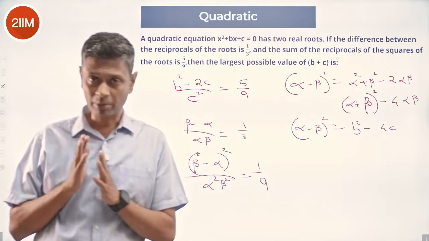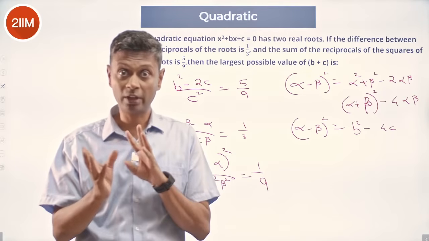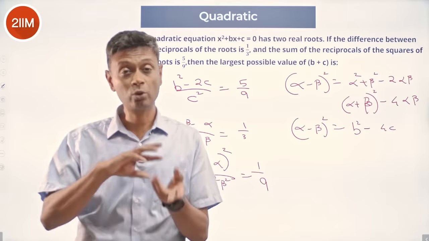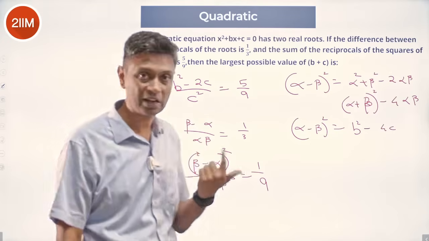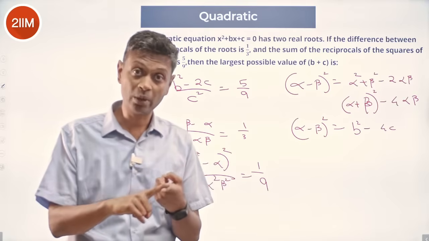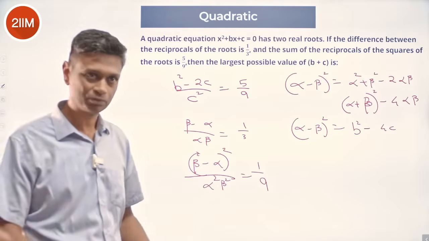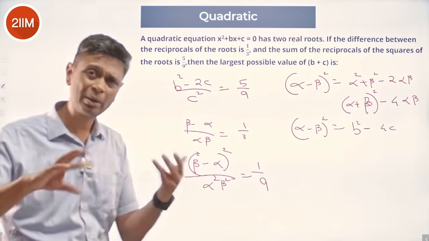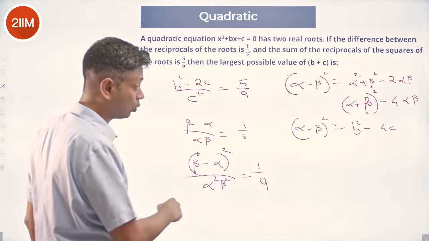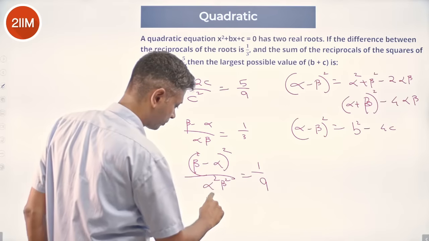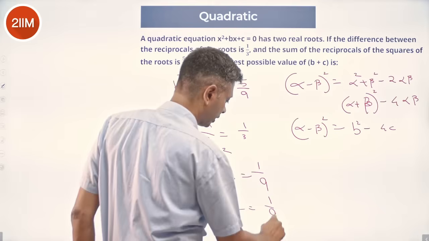I can get alpha plus beta the whole square and alpha minus beta the whole square, because alpha square plus beta square, minus 2 alpha beta plus 2 alpha beta, all of those manipulations I can do. I have alpha plus beta and alpha beta, so I can get alpha square plus beta square and alpha minus beta the whole square. I have an alpha minus beta here, I square that. Alpha minus beta the whole square or beta minus alpha the whole square, both are same. So beta minus alpha the whole square, that is b square minus 4c by c square, is 1 by 9.